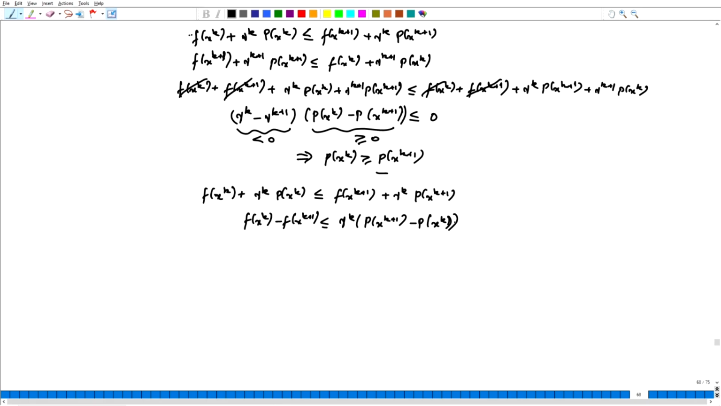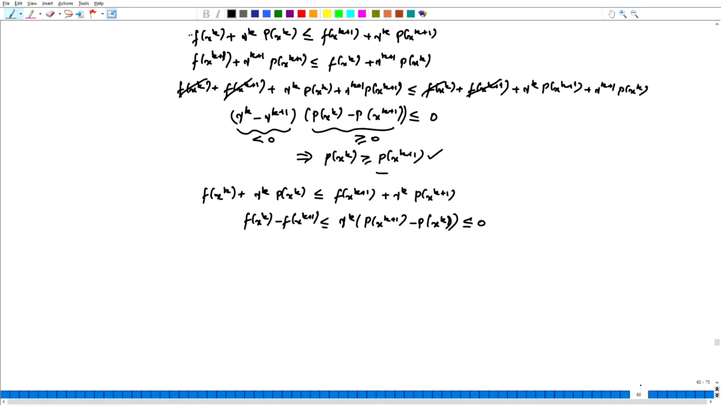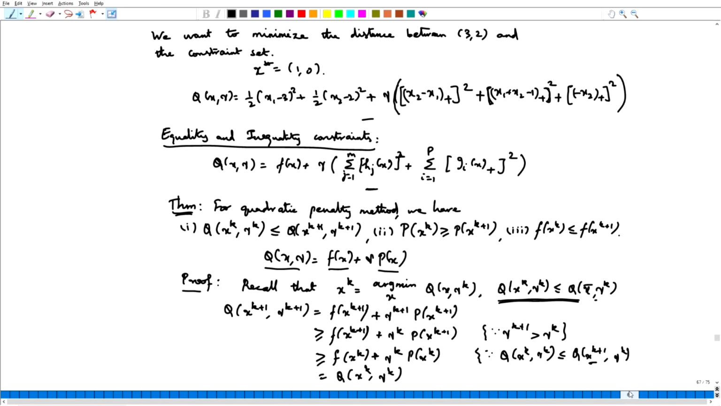But p of x_{k+1} minus p of x_k is less than or equal to 0, from what we have just proved. So, this is going to be less than or equal to 0, and that is what we need to prove: f of x_k is less than or equal to f of x_{k+1}. All right, so that is the end of the proof. Let me explain what I have proved in a little more detail.